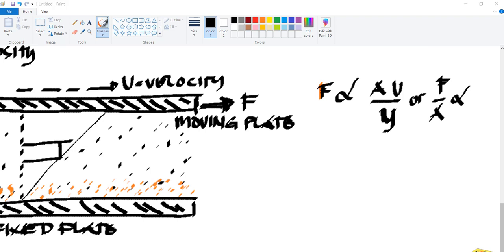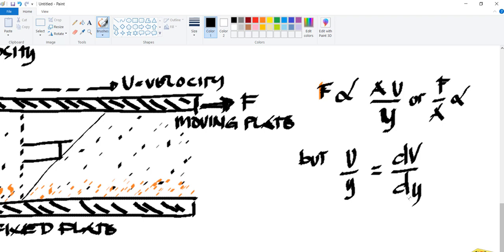And looking at the figure, we have your velocity over your distance, or your distance or clearance, is equal to the change in velocity divided by the change in distance. So that is from the figure.